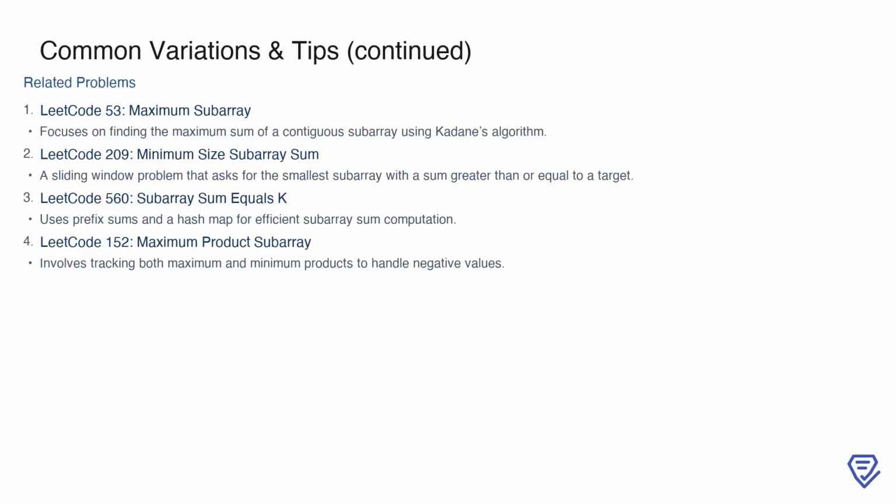LeetCode 560, Subarray Sum Equals K, introduces the use of prefix sums combined with a hash map to efficiently compute subarray sums. This approach is particularly powerful for problems that require frequent sum calculations. Lastly, LeetCode 152, Maximum Product Subarray, emphasizes tracking both maximum and minimum products to account for the effect of negative numbers, a detail that is often overlooked. Practicing these problems will help you recognize patterns and refine your approach to similar challenges.